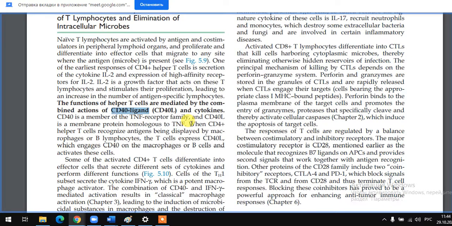When CD4 positive helper T cells recognize antigens being displayed by macrophages or B lymphocytes, as I said, antigen-presenting cells, T cells express CD40 ligand, which engages CD40 on the macrophages or B cells and activates the cells. So the CD4 positive cell is like a mediator, confirming the process of activation of lymphocytes. Okay, let's continue in 1 minute.